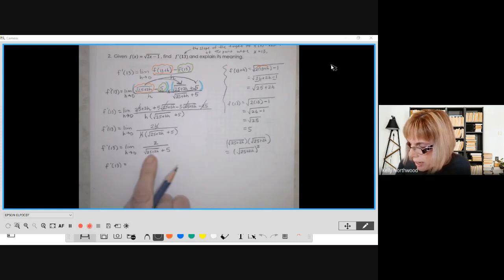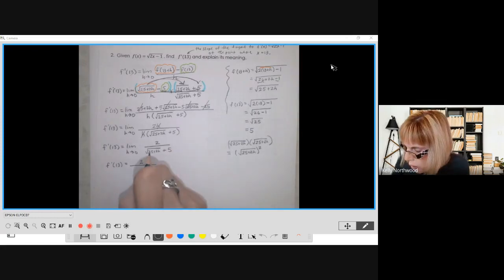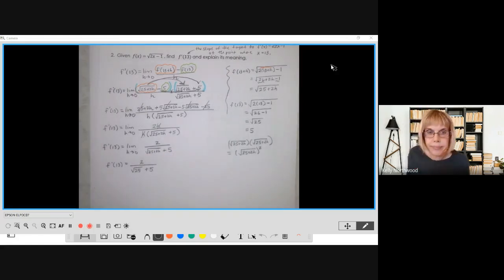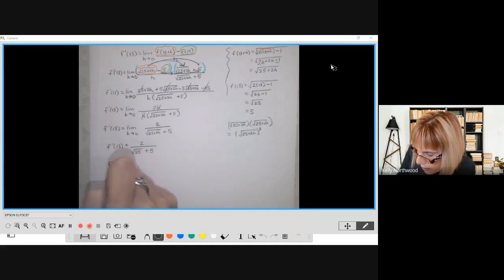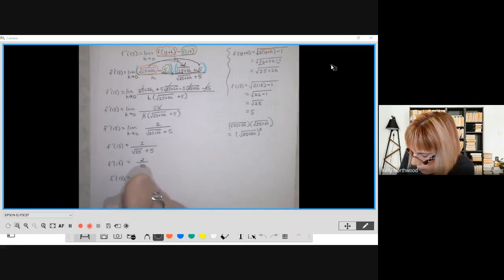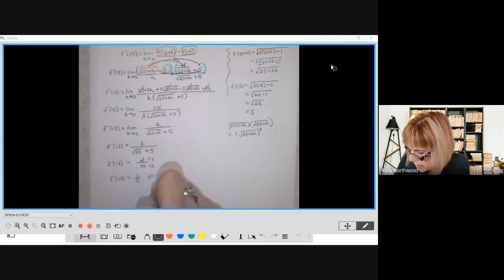So we don't need to write limit anymore because we're now taking the limit. So we're going to have 2 over, so the root of 25 plus 2h as h approaches 0, that's just going to approach the square root of 25. And then I still have my plus 5. And if I keep going, that's going to be 2 over 5 plus 5, which is 10. And then that reduces to 1/5. Because you can divide top and bottom by 2. Okay, so we found f prime at 13, which is what it asked us to do. And then it said explain its meaning. Anyone think they can explain the meaning?